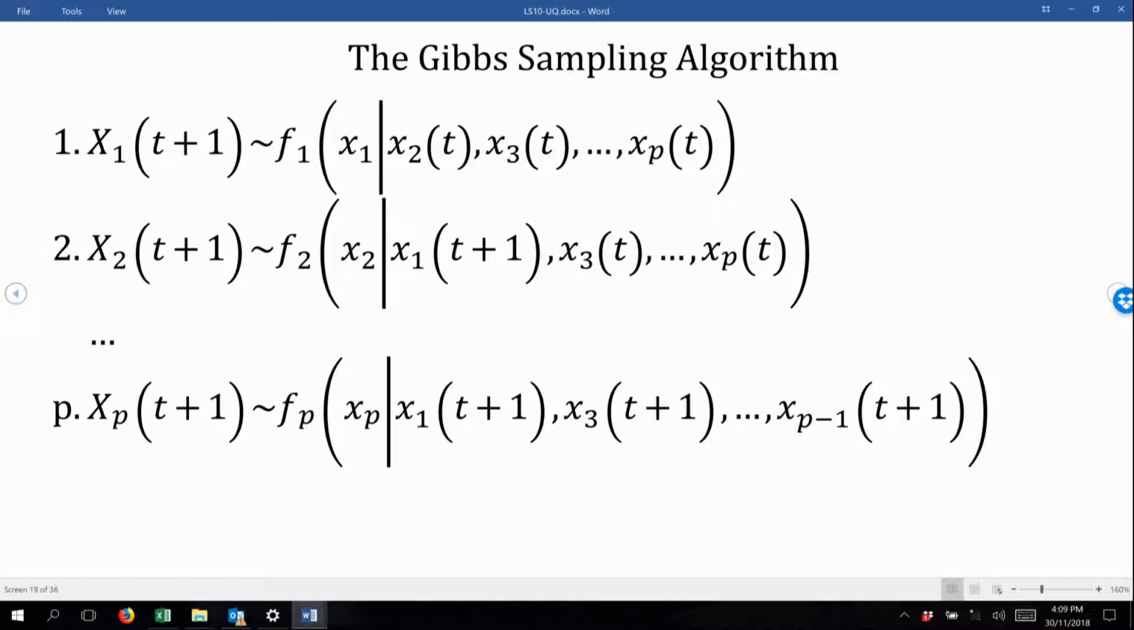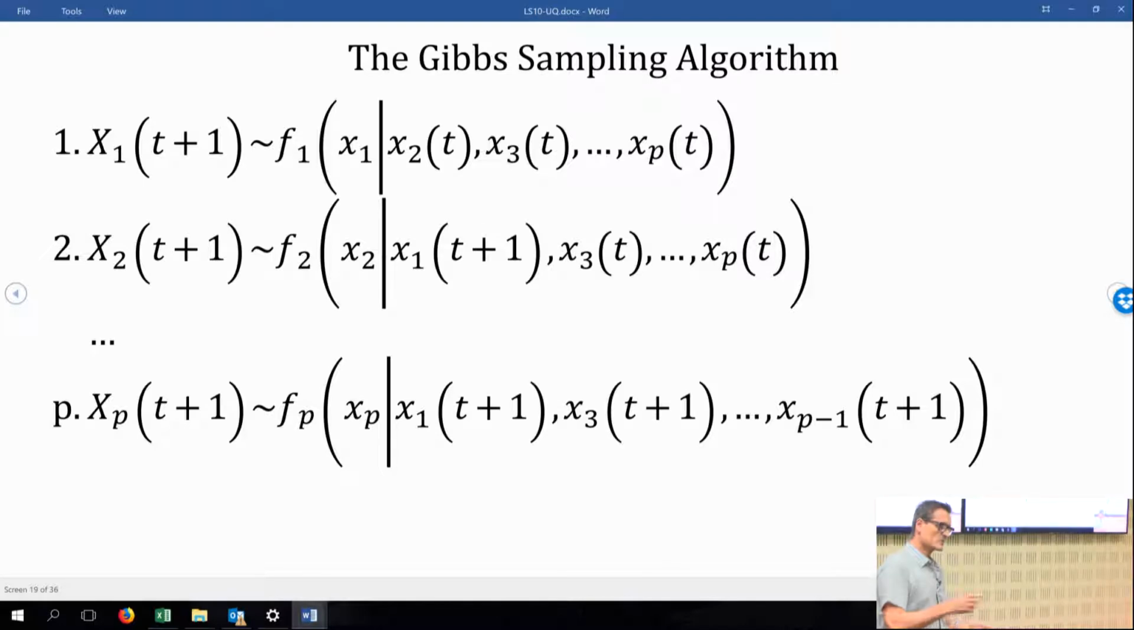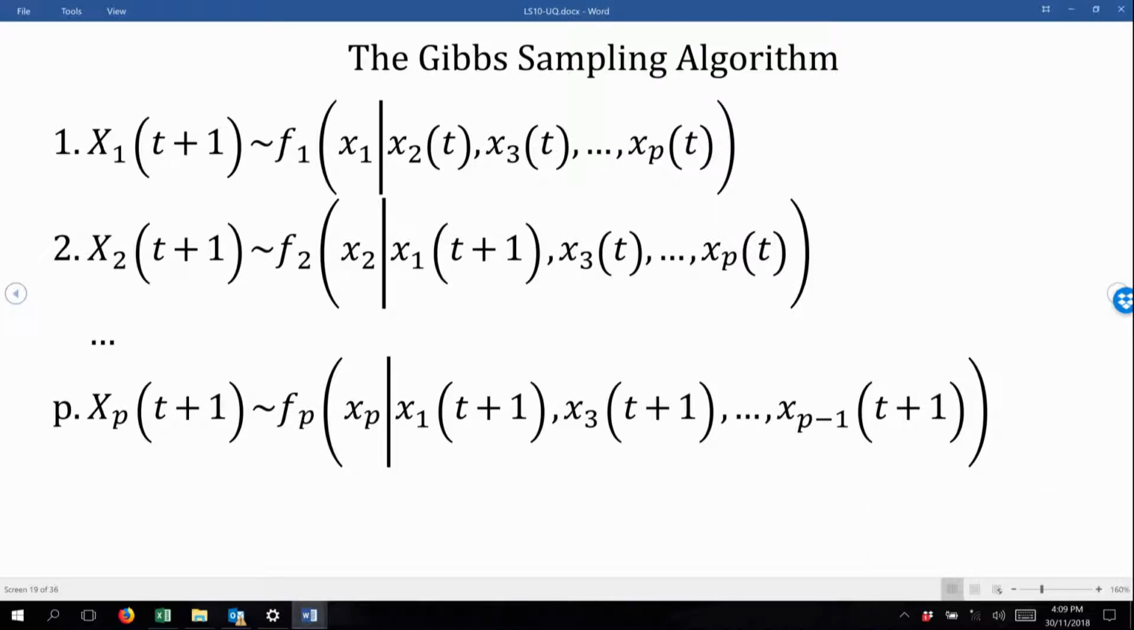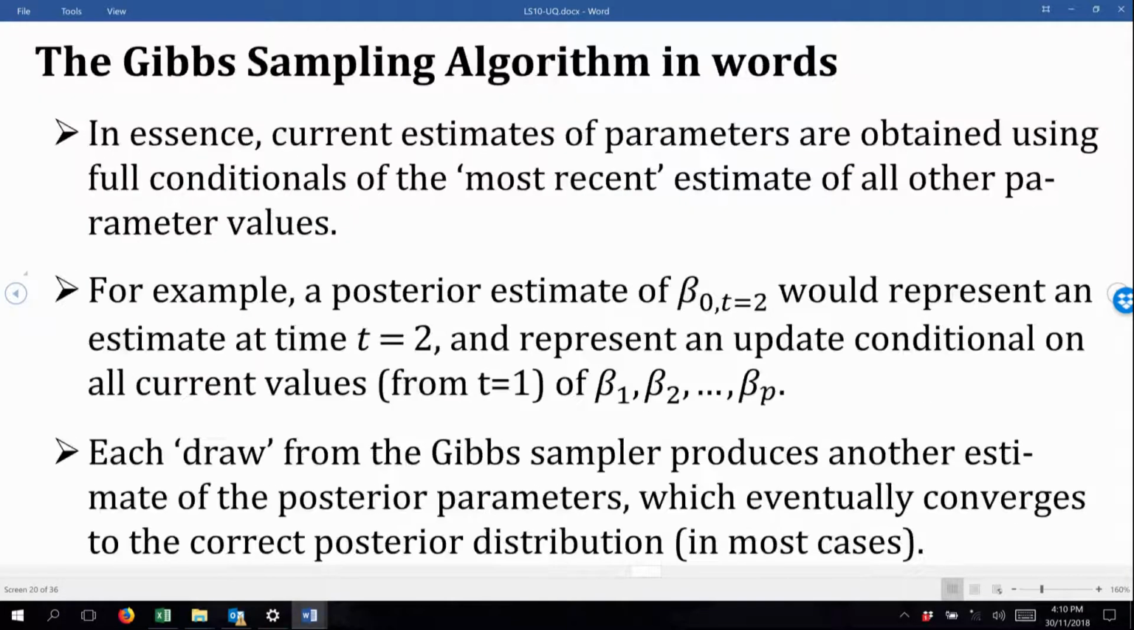That's why statisticians have spent a lot of time figuring out how to do that. How do you invent a random walk, or a chain sequence of random numbers, that both satisfies the goodness of fit of a model, but also satisfies that the distribution of those numbers, as we keep sampling, approaches a distribution that you know? Because that's what we get when we do our other sampling process. So in essence, the current estimates of the parameters are obtained using full conditionals of the most recent estimate of all the parameter values. For example, a posterior estimate of beta naught at time t equals 2 represents an update conditional on all current values of the previous betas. So you can see this process. We're slowly updating our estimates of beta based on the actual data we have and the way we've specified the model.